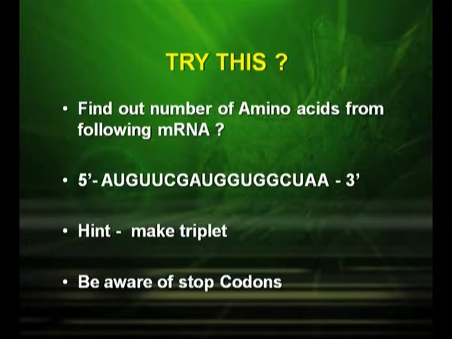Now, here is a simple question for you: find the number of amino acids from the following mRNA. A template has been given, which reads AUG, UUC, GAU, GGU, GGC and UAA, with the polarity 5 prime to 3 prime. You have to find the number of amino acids. Let me give you a hint to solve the problem. First make triplets, and be aware of the stop codons, and find the number of amino acids.